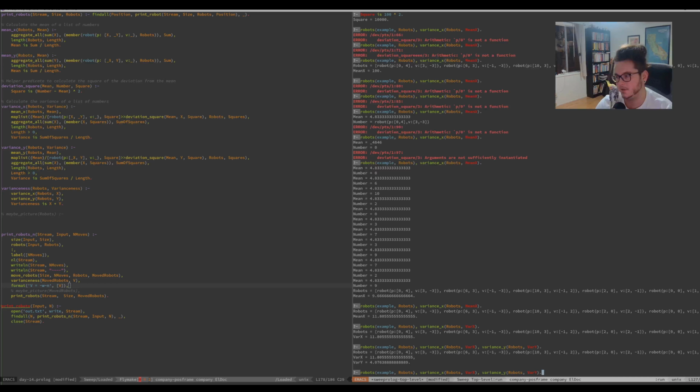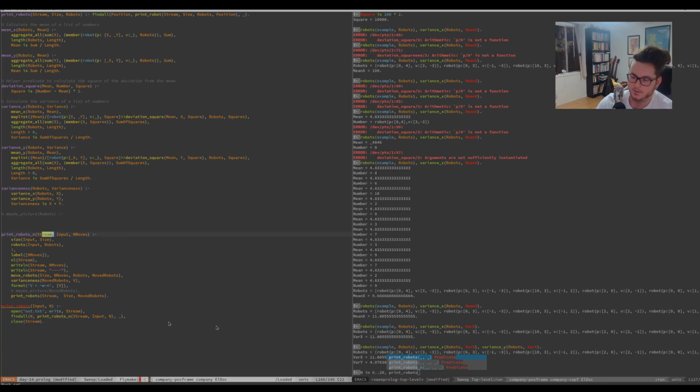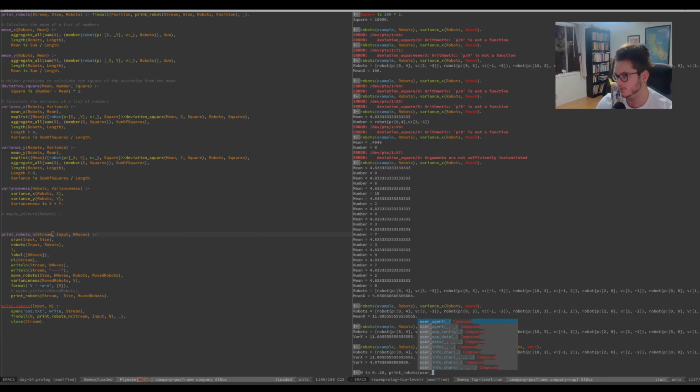Yeah, that should do it. Okay, let's do this. N is in 0 to like, I don't know, 20. Print robots. And I changed this earlier to take an input stream. So I think what standard out is called is like user out or something. What the heck is it called? Current out? No, is that what it's called? Output? That was called user output.